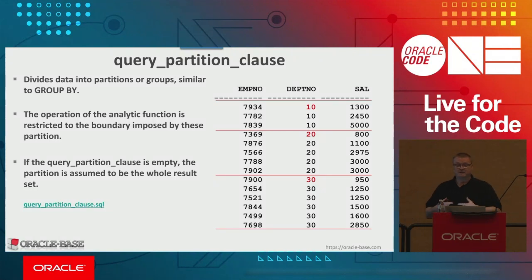So the first thing we're going to look at is the query partition clause. Essentially, this is group by for all intents and purposes. What we're saying is we're going to divide the row set that comes back from the query into groups or partitions. The important thing is that the analytic function can only process within the partition, just like an aggregate function can only process within a group by. So I have a choice whether to have the partitioning clause empty, which means treat all of the result set as one big partition, or break it down into individual pieces. So let's have a look at an example of that.